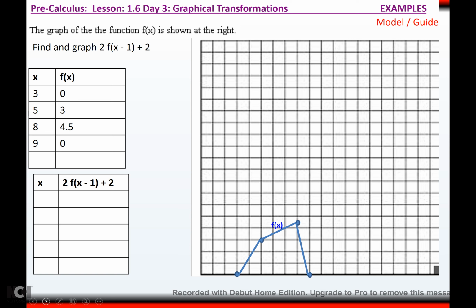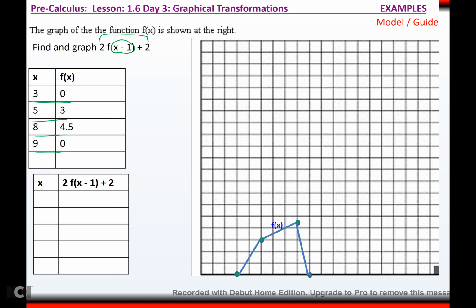Alright, the graph of the function f of x is shown at the right. Find and graph 2 times the function minus 1 plus 2. So what I did was I took these ordered pairs and I listed them in a table. Whatever's happening on the inside is happening to x, and whatever's on the outside is happening to y. It doesn't matter what order you do them in, as long as you do your x moves in ASPEDEP order and your y moves in PEMDAS order.